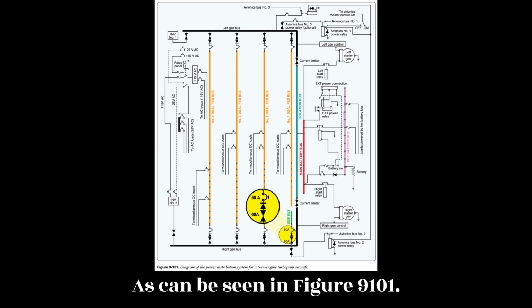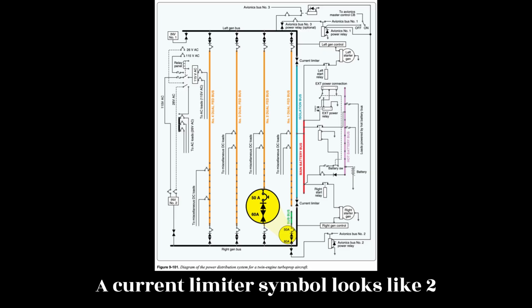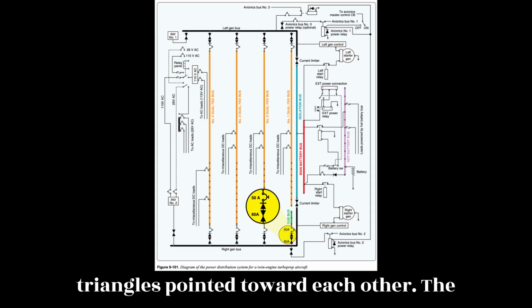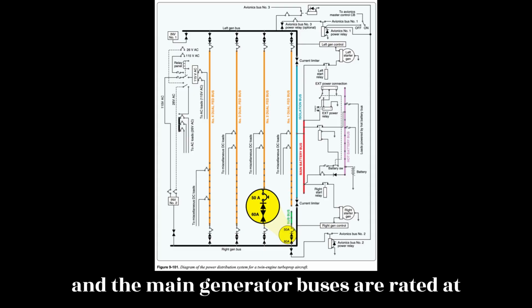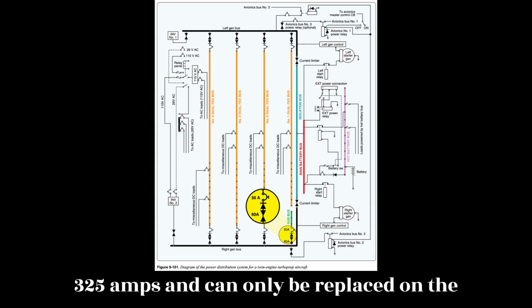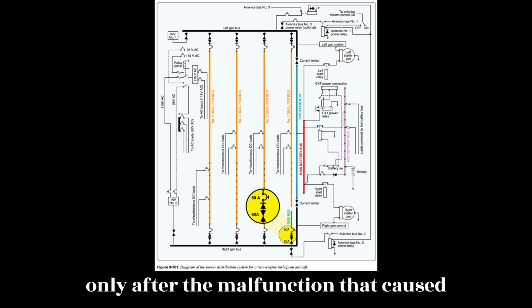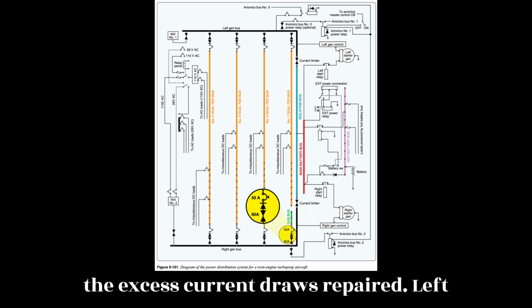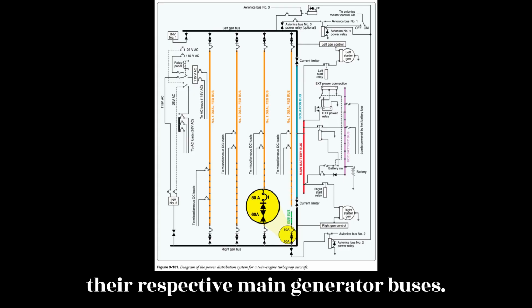As can be seen in figure 9.101, a current limiter symbol looks like two triangles pointed toward each other. The current limiters between the isolation bus and the main generator buses are rated at 325 amps and can only be replaced on the ground. Most current limiters are designed for ground replacement only, and only after the malfunction that caused the excess current draw is repaired. The left and right DC generators are connected to their respective main generator buses.